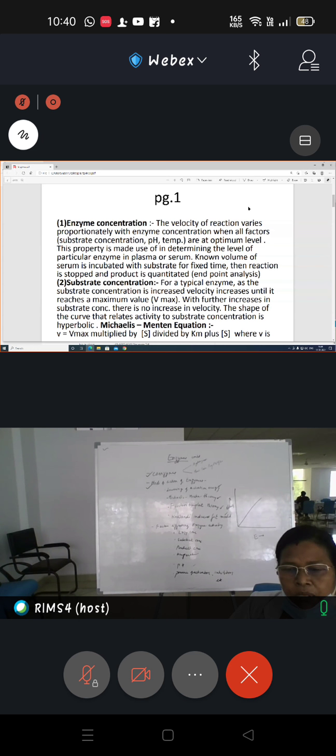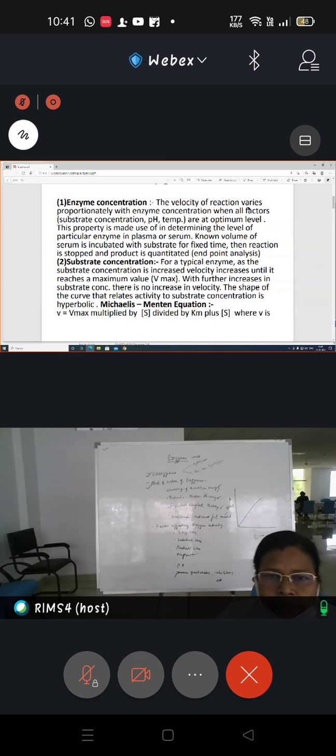What we are doing is known as end point analysis. What is being done? The known volume of serum is incubated with substrate for a fixed time. The reaction is then stopped. The product is quantitated, and the amount of the product tells about the amount of the enzyme present in the sample. And coming to the substrate concentration.